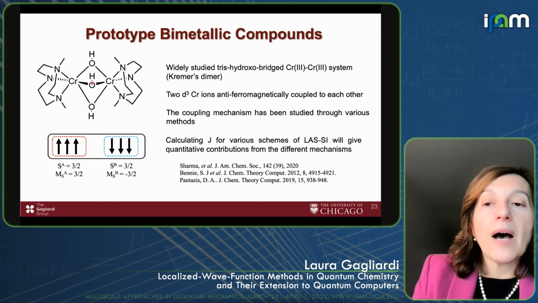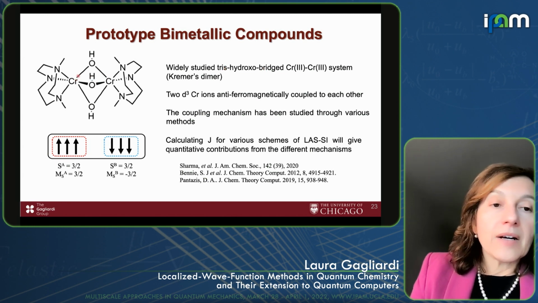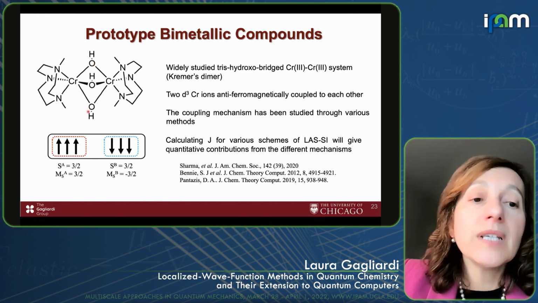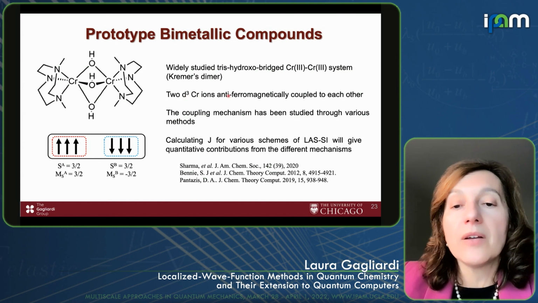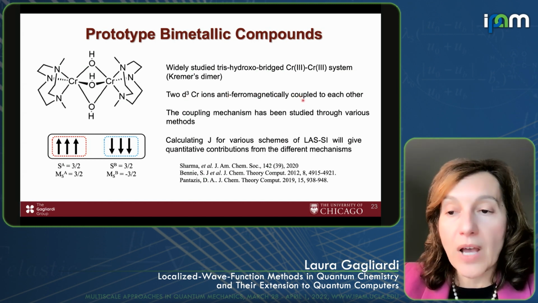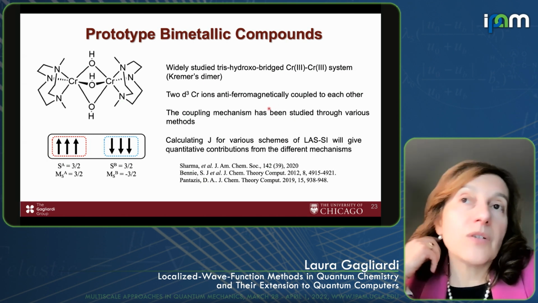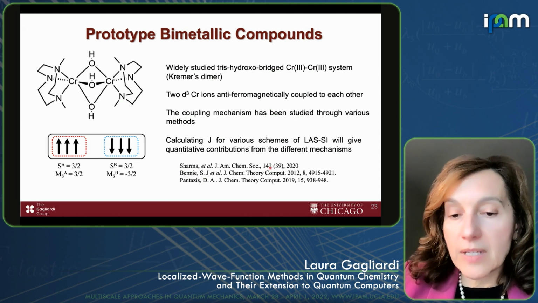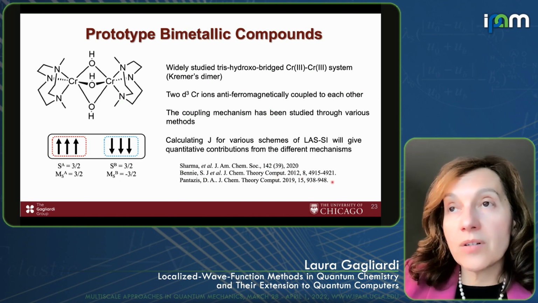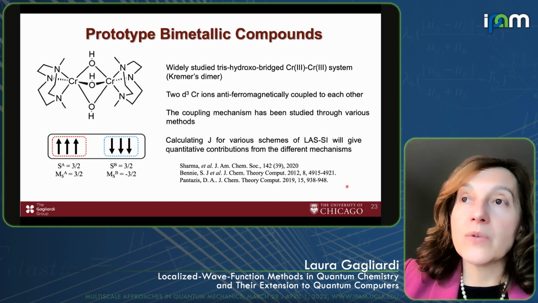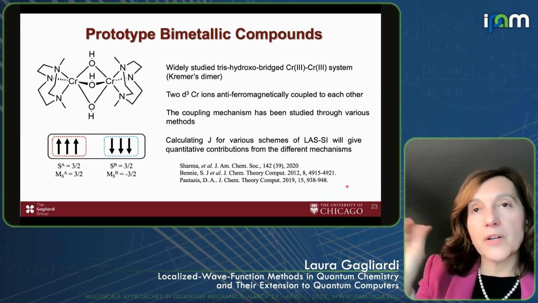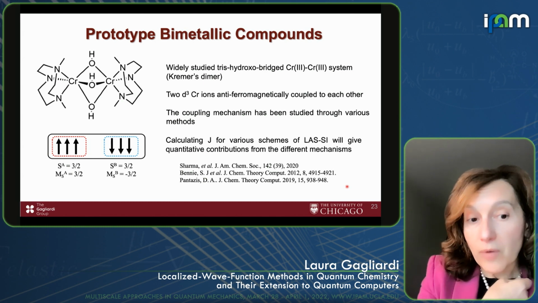prototypical bimetallic compounds. So there are two chromium, they are 3+, and they are bridged through these OH groups. And these two d3 chromium ions are antiferromagnetically coupled to each other. And so this coupling has been studied a lot computationally. And basically what has been shown in the literature, these are some of the relevant papers, is that really different methods can give different values. If one uses DFT, basically the intermediate spin states are not reproduced, not even qualitatively correct.